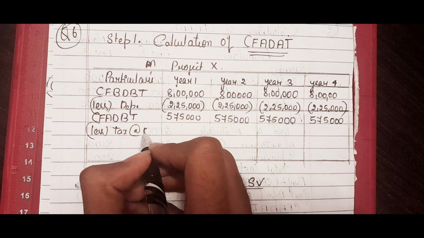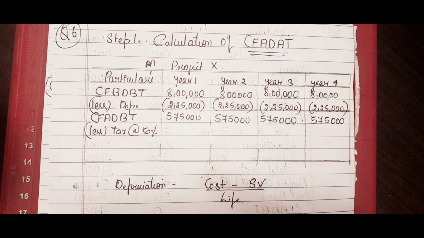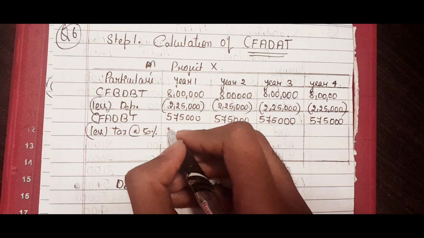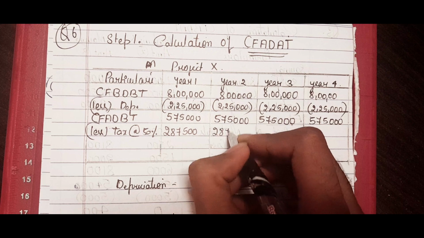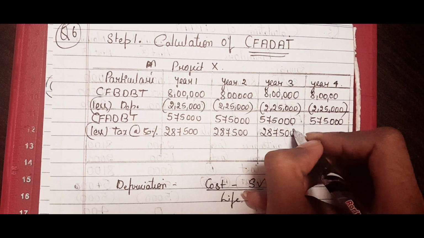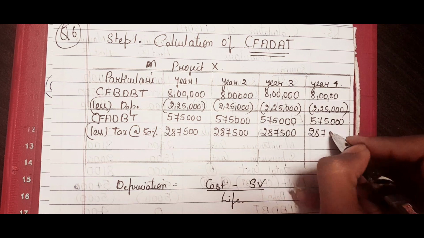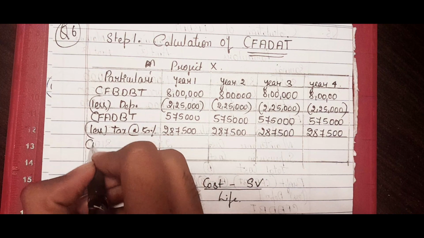Tax they have told us is 50%. So 5,75,000 into 50% will be 2,87,500.